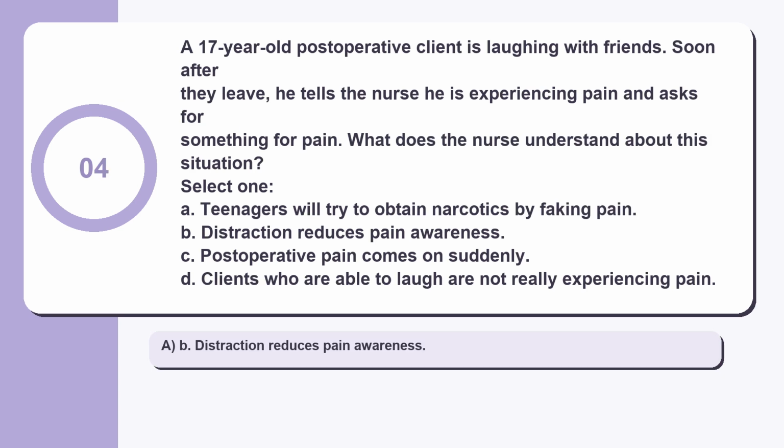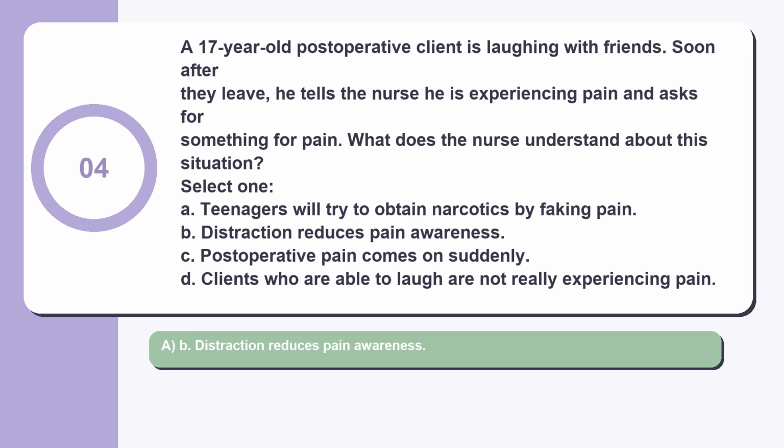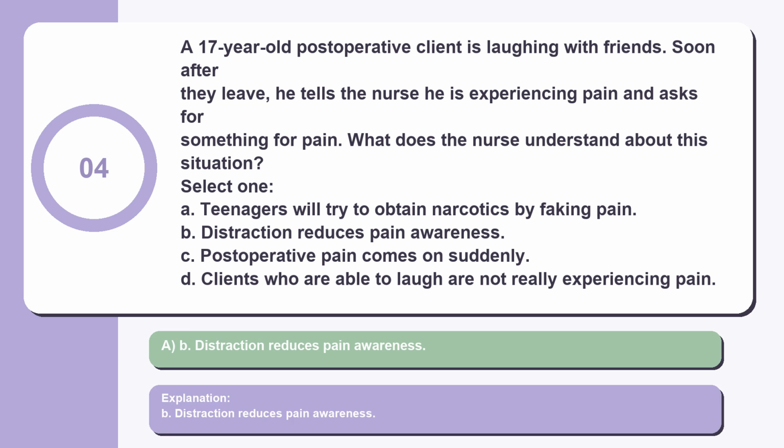Question 4. A 17-year-old postoperative client is laughing with friends. Soon after they leave, he tells the nurse he is experiencing pain and asks for something for pain. What does the nurse understand about this situation? Select 1. A. Teenagers will try to obtain narcotics by faking pain. B. Distraction reduces pain awareness. C. Postoperative pain comes on suddenly. D. Clients who are able to laugh are not really experiencing pain. Answer: B. Distraction reduces pain awareness.